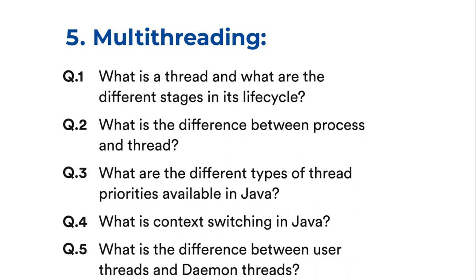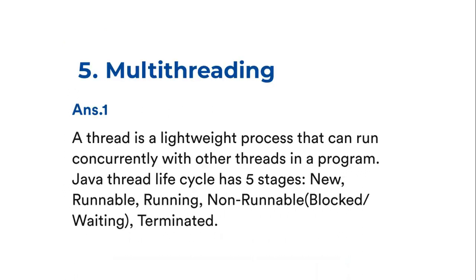Basically, what is a thread and what are the different stages in its life cycle? Basically, a thread is a lightweight process that can run concurrently with other threads in a program. Java thread lifecycle has 5 stages. The interviewer might ask you what are the 5 stages involved in thread lifecycle. You have to tell: new, runnable, running, non-runnable, that means blocked or waiting, and terminated.